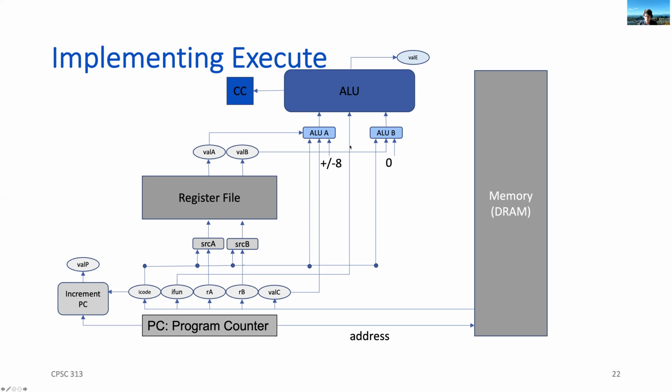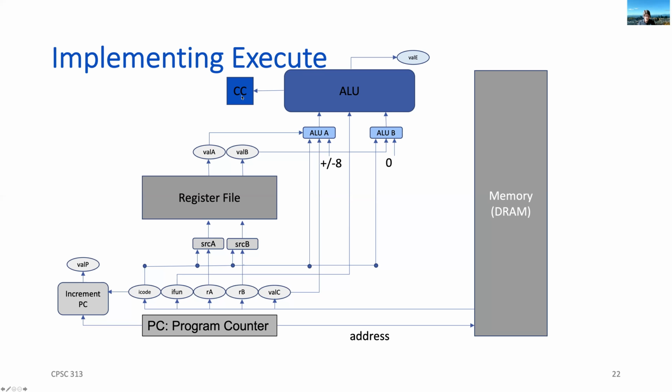So now we can implement push and pop, call and return, and also the register-to-register move and the immediate-to-register move, all sort of using the same circuit. What have we forgotten? The condition codes.